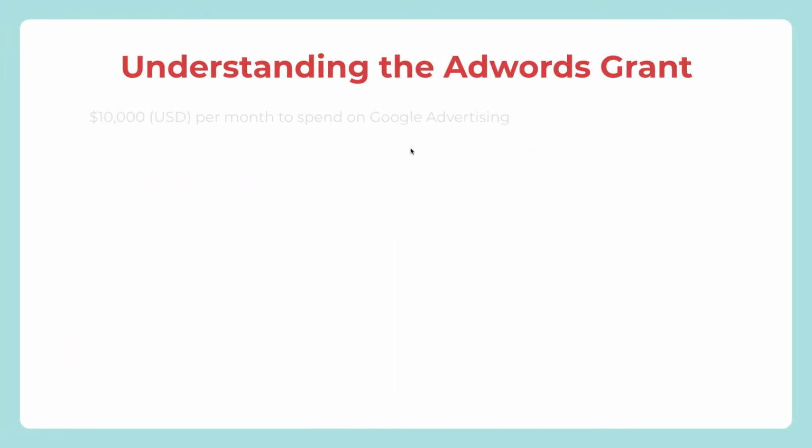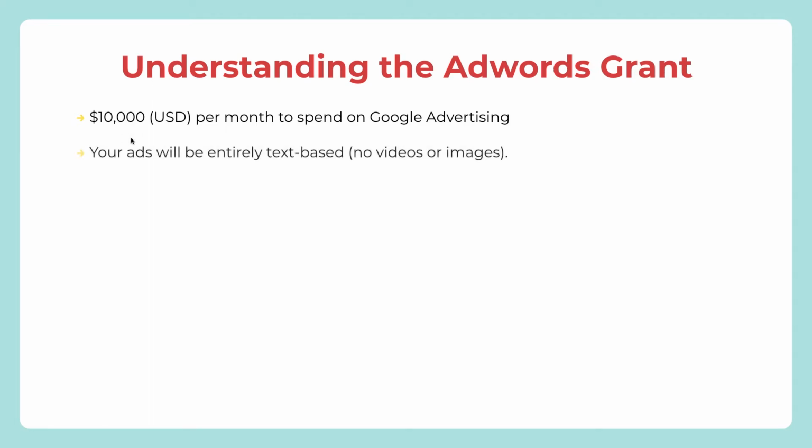So, understanding the AdWords grant. The grant gives you $10,000 per month to spend on Google advertising. It doesn't matter where your organisation is registered, the grant will always be in US dollars. Your ads will be entirely text-based. There is no video or imagery that you can use within any of the ad formats.